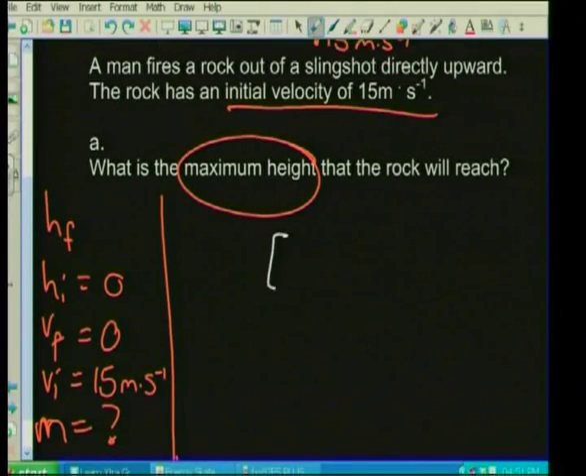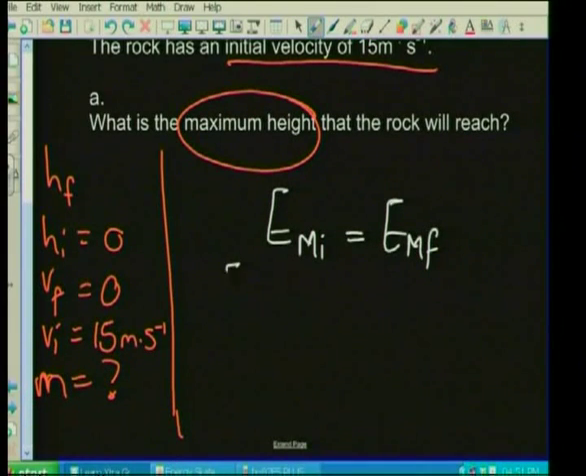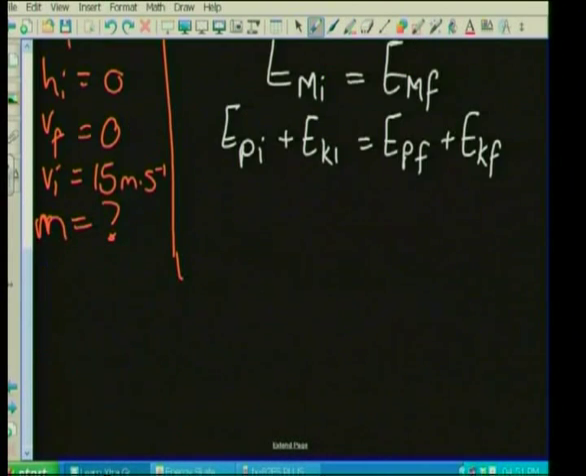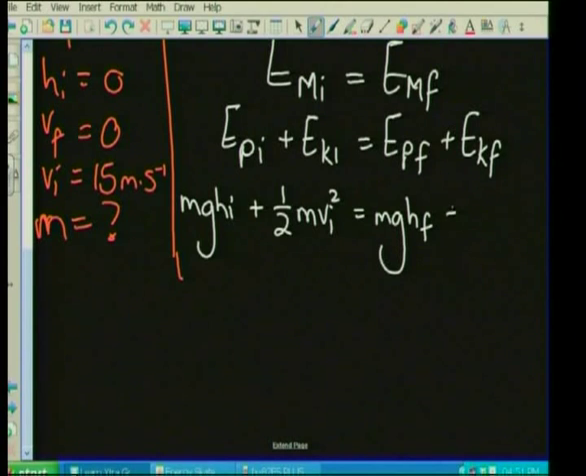So, mechanical energy initially is equal to my mechanical energy afterwards, so when it gets shot up. So that means my potential initially plus my kinetic initially is equal to my potential final plus my kinetic final. Okay, now we know we're going to start running into problems, maybe. So my initial height plus my initial kinetic, so I'm using my initial velocity squared, is equal to my mass times gravity times final height plus mass.